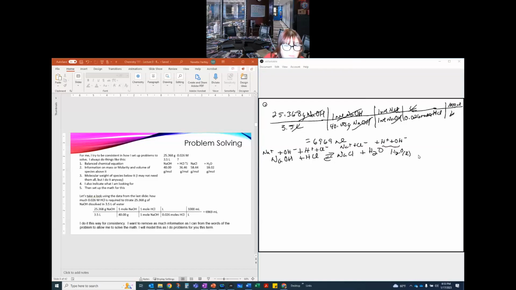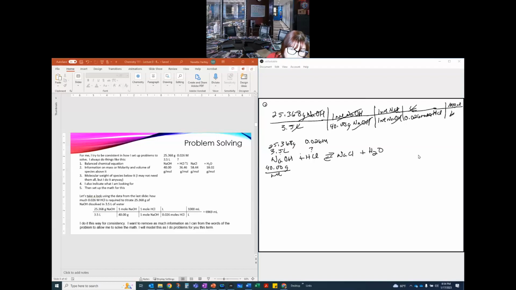Now, I know that I have... I'm going to erase this part and this equation right here because that's how I got to it, but I don't need it right now, so I'm going to get rid of it because it messed up what I was trying to do. Awesome. I know that there's 25.368 grams of NaOH and 3.5 liters of solution. I know that this is a 0.026 molar solution, and I know that I'm looking for how much of that solution do I need to make this work. One of the other things that I did was to get the molecular weight per mole.